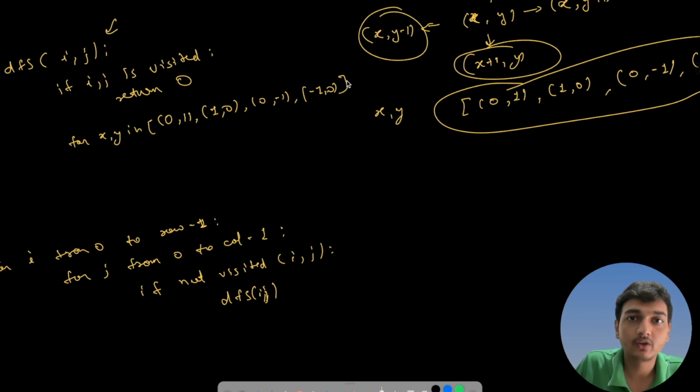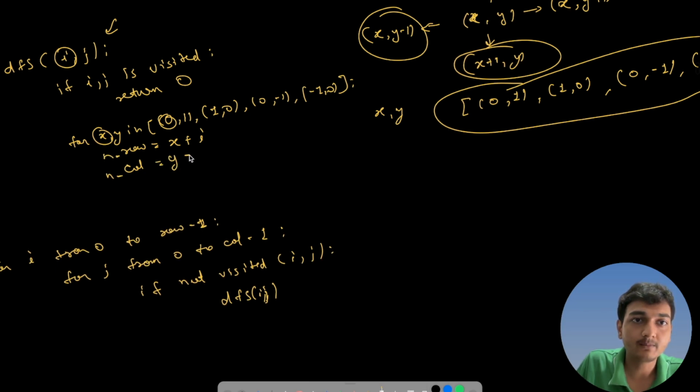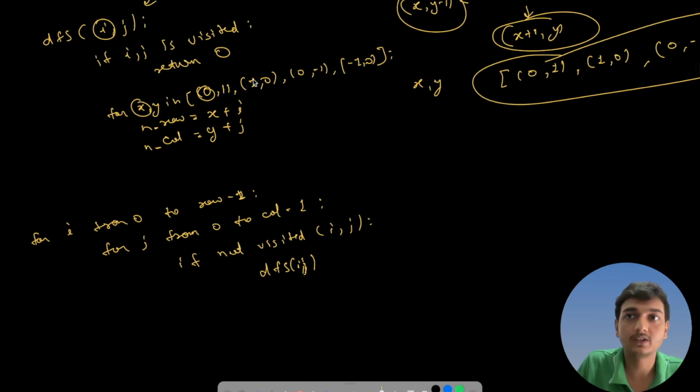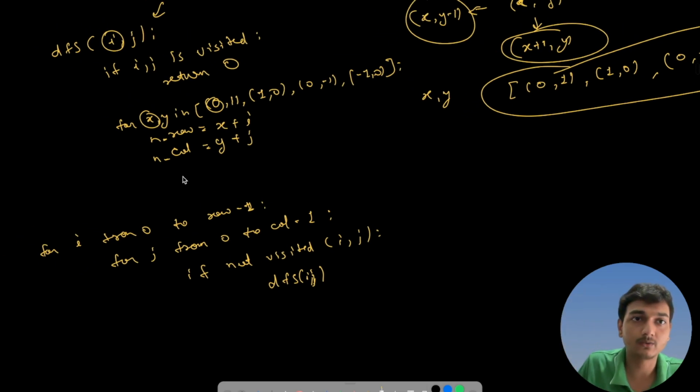Super. So what do I need to do? I need to find the row. So what is my current row? The row will be x plus whatever I am having. So this x means this, plus whatever I am having. My new column, so let's call it new row, new column. The new column will be y plus j, whatever j I'm having. So that way I can basically explore all the four directions.